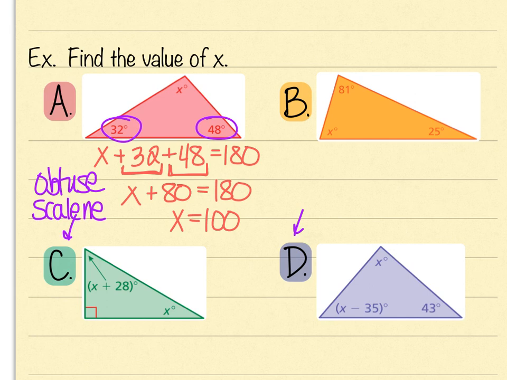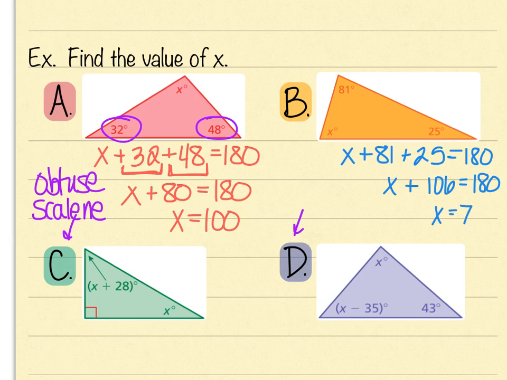In example B, we also have a triangle where we have to solve for x. My equation is going to be x plus 81 plus 25 equals 180. We add the two angles that we already have: 81 and 25 makes 106. And if we subtract 106 from 180, we get 74.